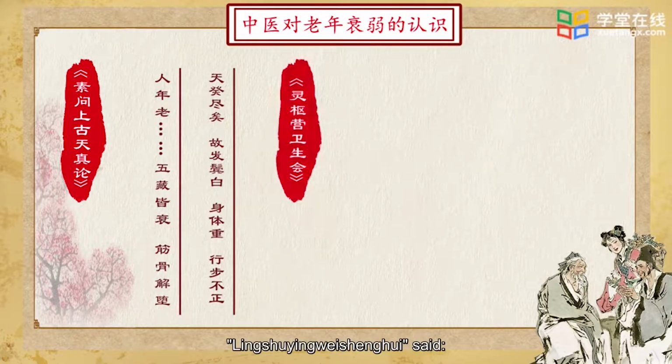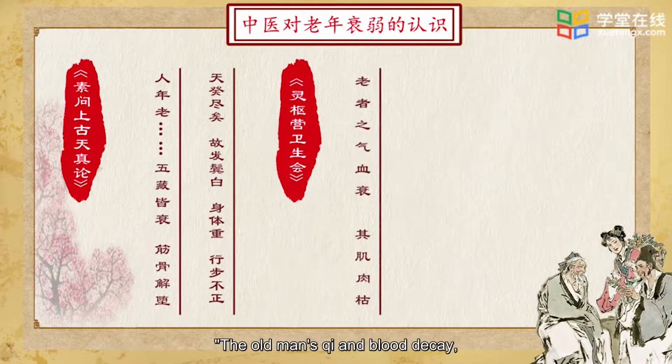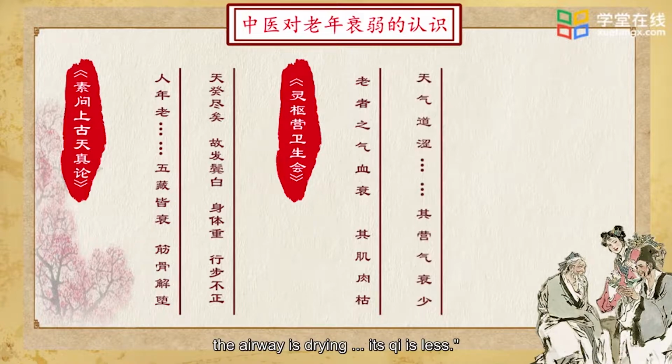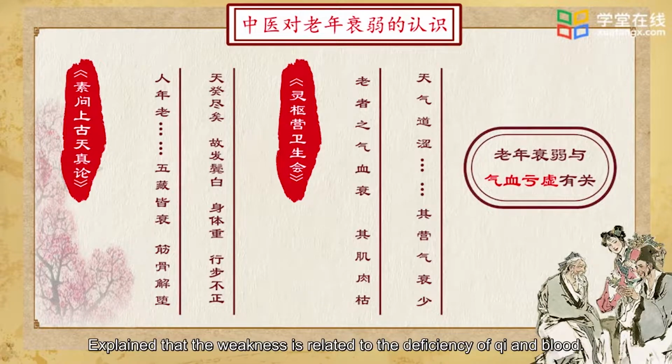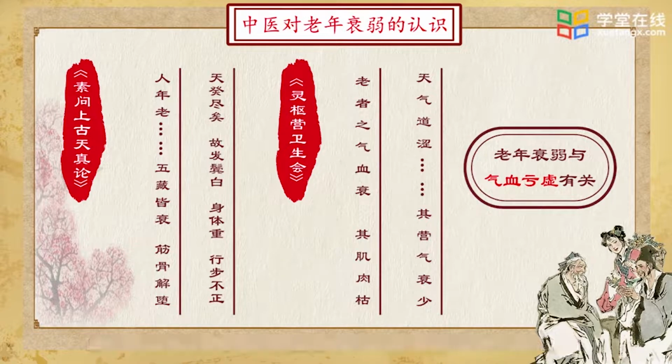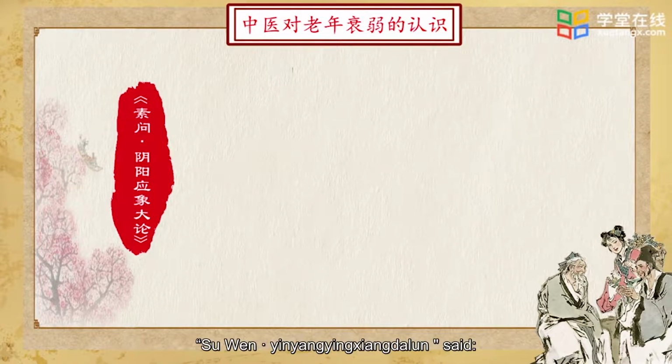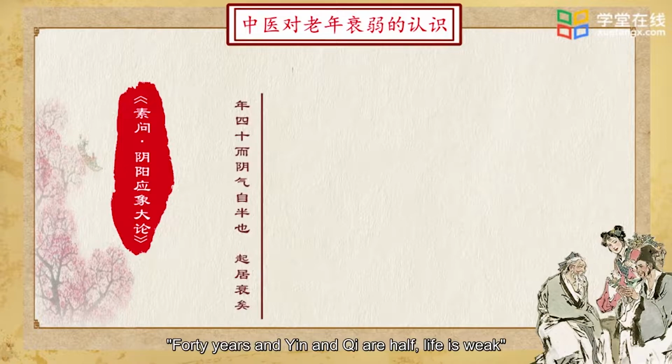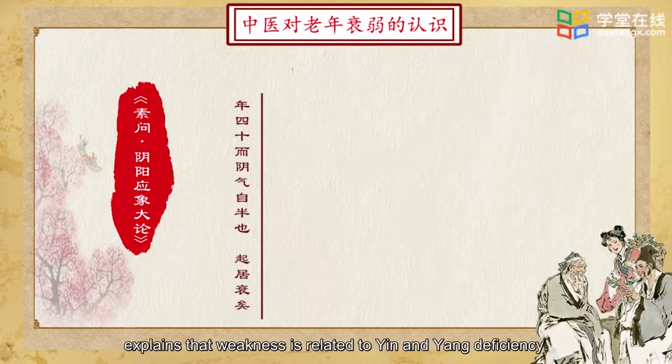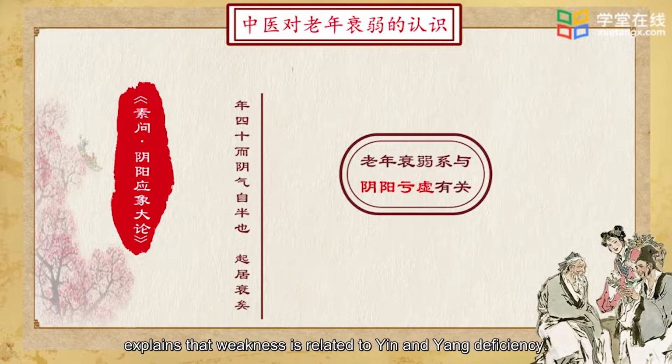灵枢天年 said, the old man's qi and blood decay, his muscles are losing, the airway is drying, and his qi is less. This explains that weakness is related to the deficiency of qi and blood. 素问阴阳应象大论 said, at 40 years, yin and qi are half, and life is weak. This explains that weakness is related to yin and yang deficiency.